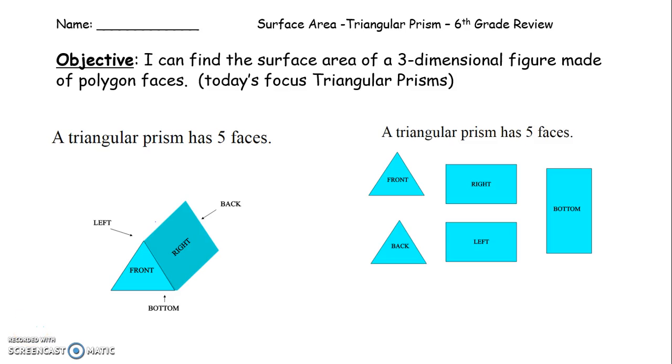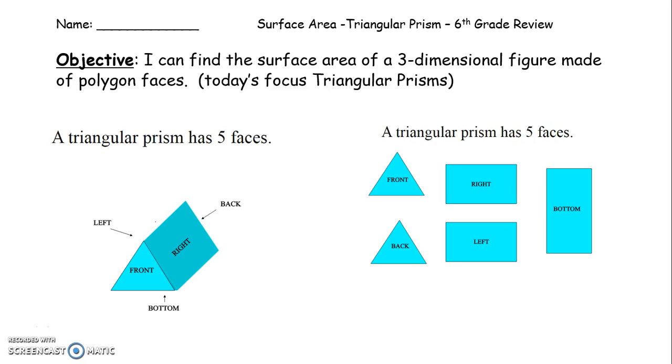Tonight's objective is I can find the surface area of a three-dimensional figure made up of polygon faces. And our focus for tonight is going to be triangular prisms. So this will be a review from 6th grade math. First of all, let's remember what a triangular prism is.